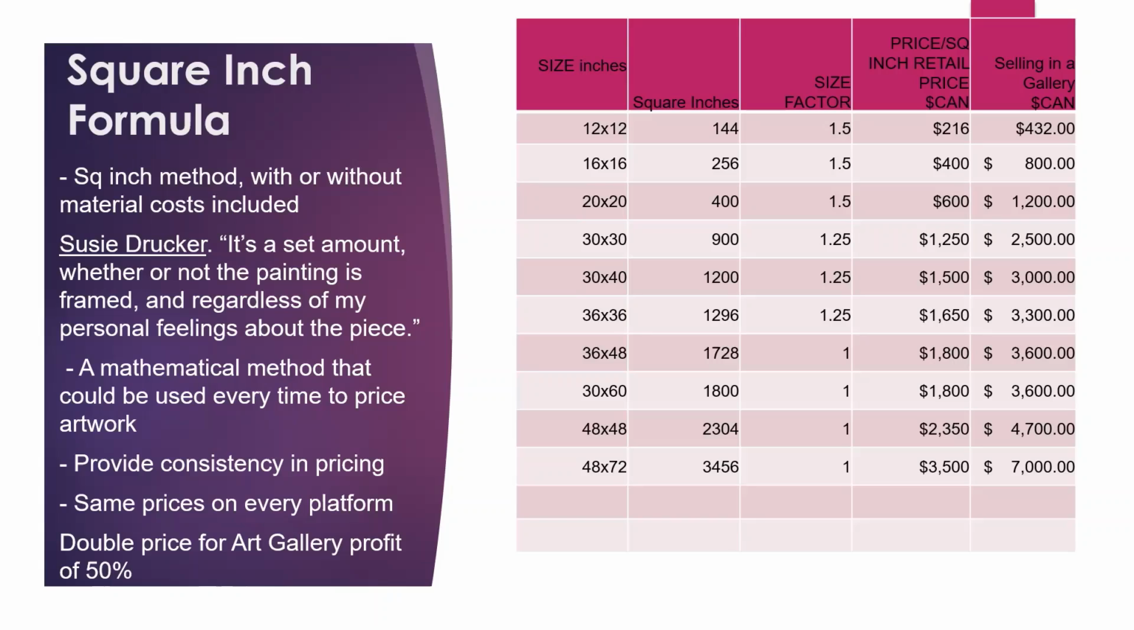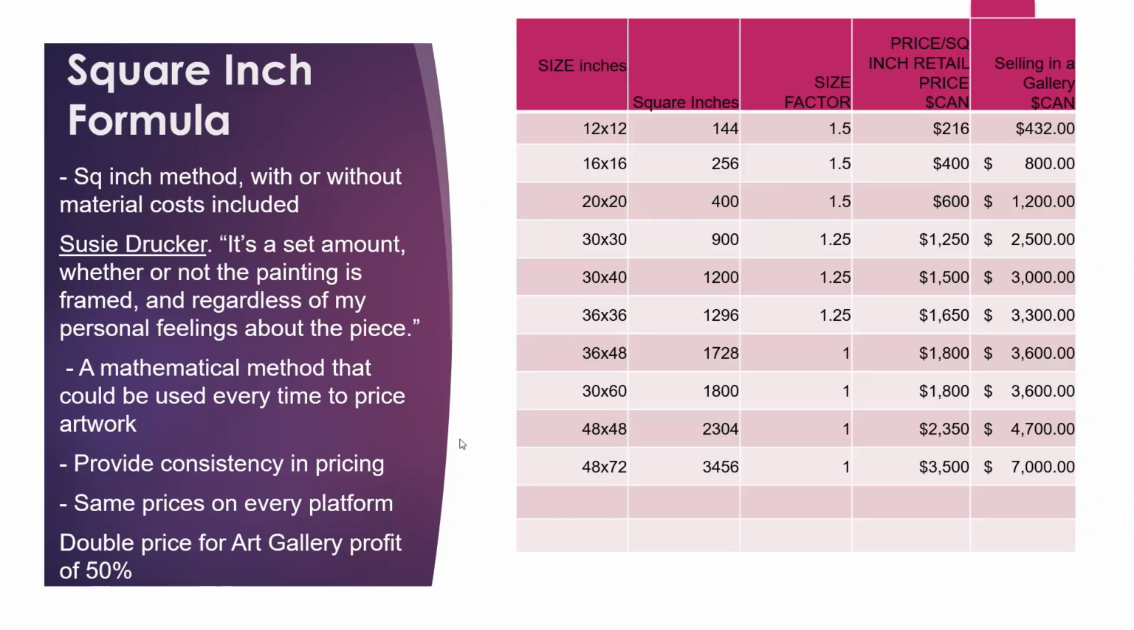The next example, 20 times 20. So 20 inches times 20 inches, you have 400 square inches. Multiply this by a factor of 1.5, you get a retail price of $600. If you're selling through a gallery, it will be $1,200.